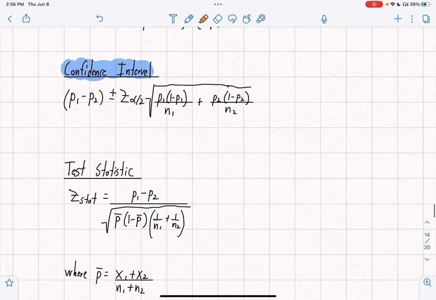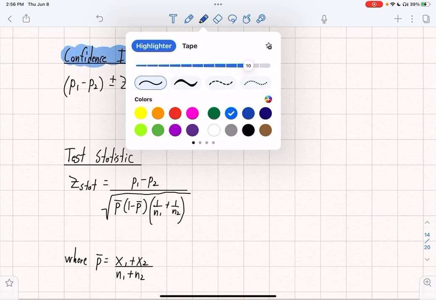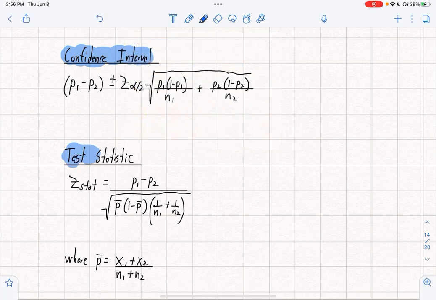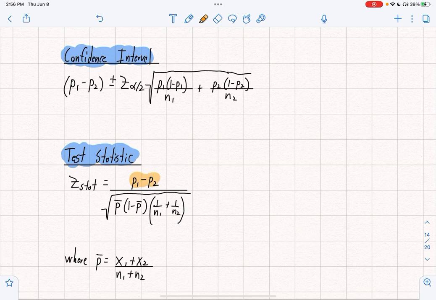And then for our test statistic, it's now z-stat because it's proportions. We always use z. So z-stat is equal to the difference in proportions divided by this as our standard error. So notice we have this p-bar thing. P-bar is just the overall proportion of successes. So it's just the number of successes in both groups divided by the total sample size.